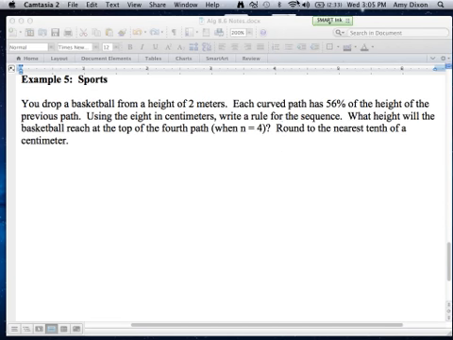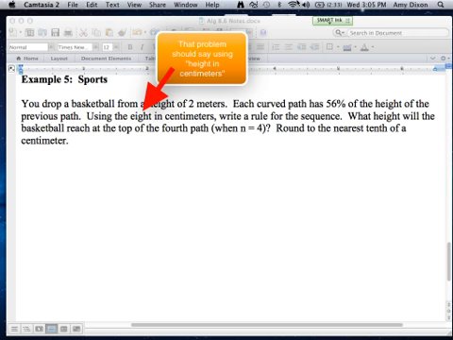All right, example 5. You drop a basketball from a height of 2 meters. Each curved path has 56% of the height of the previous path. Using the height in centimeters, write a rule for this sequence. What height will the basketball reach at the top of the 4th path when n equals 4? Round to the nearest tenth of a centimeter.